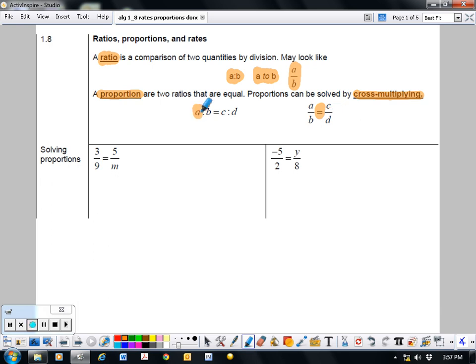Another way of looking at it would be like this, but we don't use it that often. We're really big on the fractions because they make more sense mathematically. With cross multiplying, we multiply across. So B times C has to be equal to what I get when I multiply across the other way. Each cross is on one side of an equation. So this would be A times D.